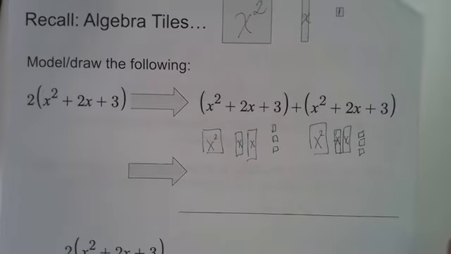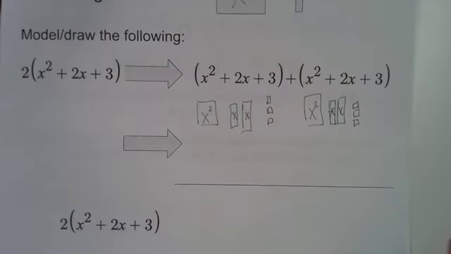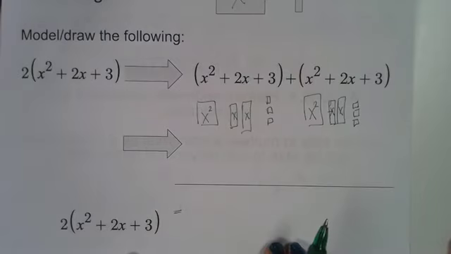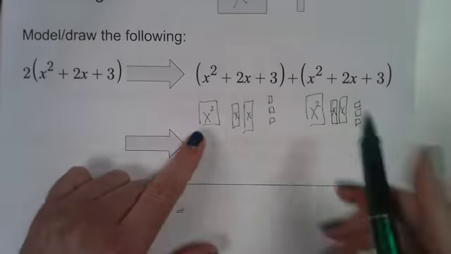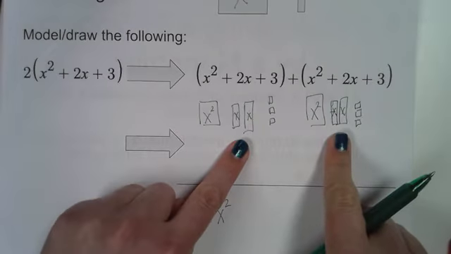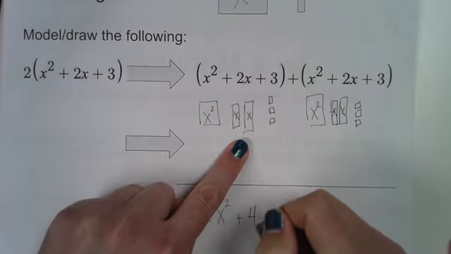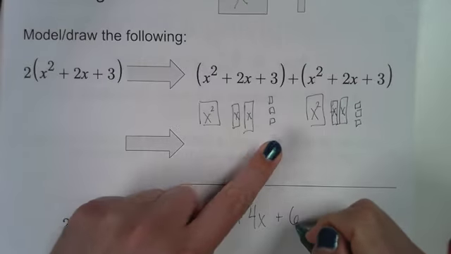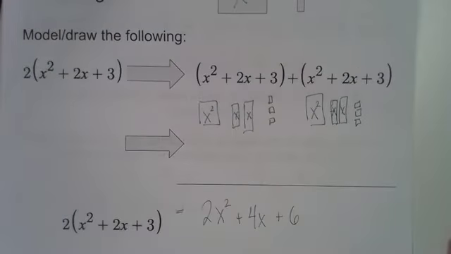And then we would combine these. We did that yesterday. And what do we get when we combine these algebra tiles? 2 of those x squared plus 4 x's, and then plus 6 units. Very good.